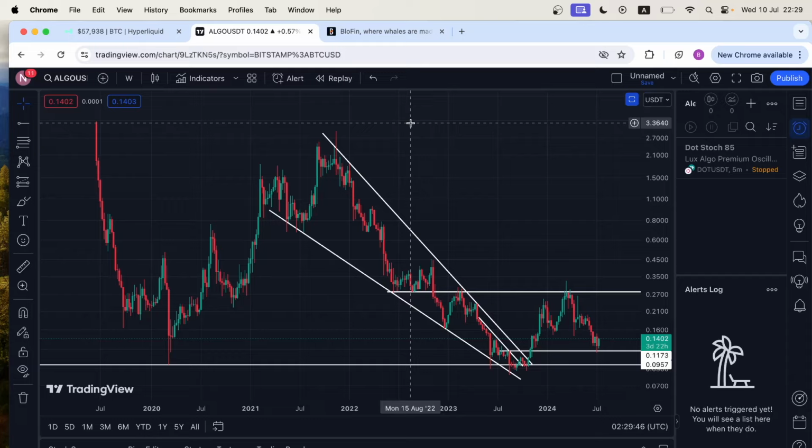Just want to do a quick analysis here on Algorand. Ticker for this is Algo. And right now, what you're looking at is the weekly time frame.